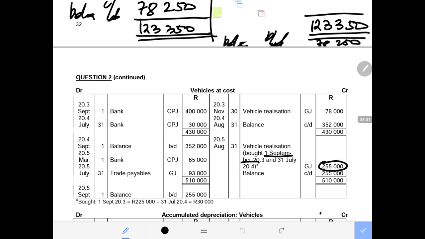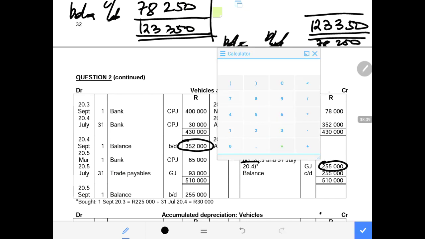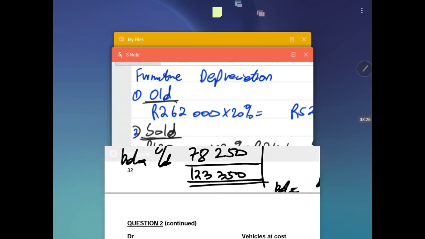Now let us look further again. We are very clear. Now let us do the calculations. Remember, we had motor vehicles at the beginning of the year that cost the company 352,000 rands, minus 255,000 rands, the cost of the vehicles that were sold, meaning 97,000 rands is the cost of the old vehicles, meaning the remaining vehicles.